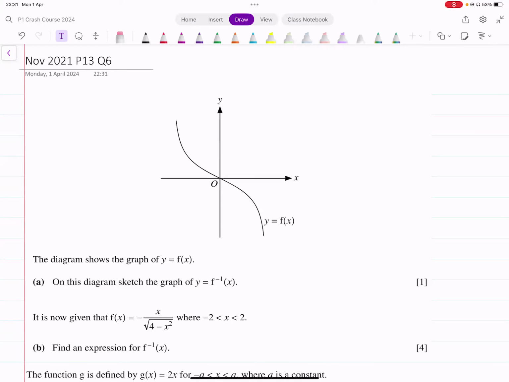Okay, so November 2021, paper 1-3, question number 6. Let's try this.